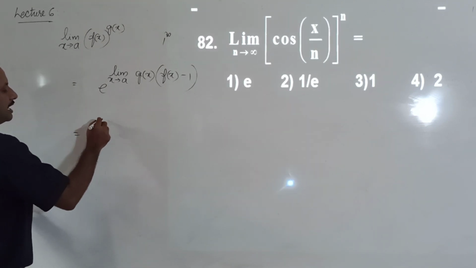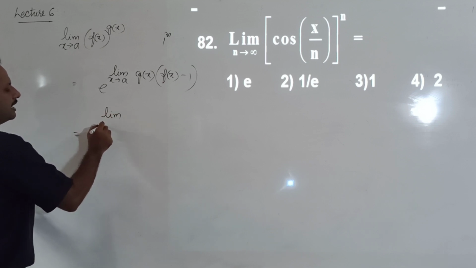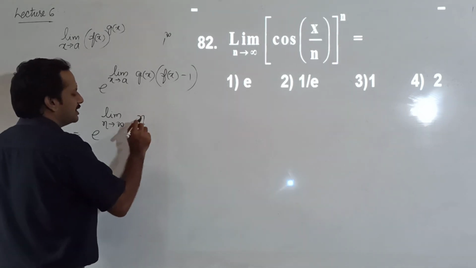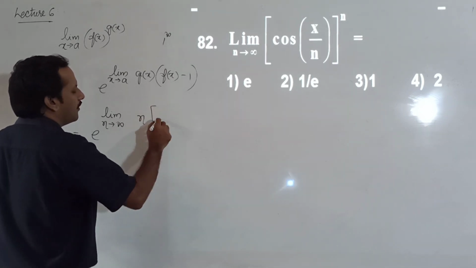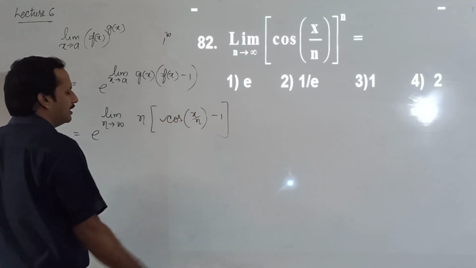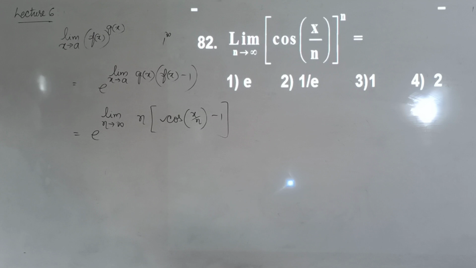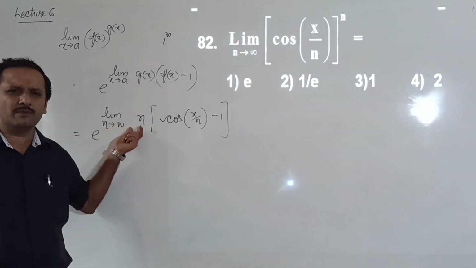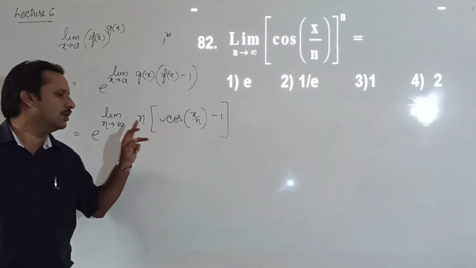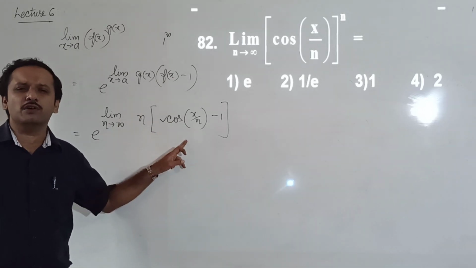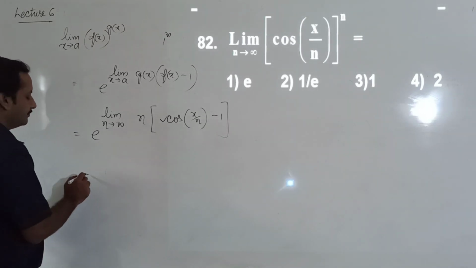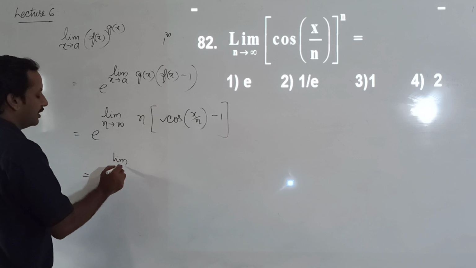So this will give us e to the power limit n tends to infinity g of x is n into f of x minus 1, cos x by n minus 1. Okay. Now if I directly apply the limit here, n is infinity, so this will be infinity. x by n will become 0, cos 0 is 1, 1 minus 1, 0. So you are getting infinity into 0. What is the value of infinity into 0? This is also an indeterminate form. Okay. Then what else can we do?